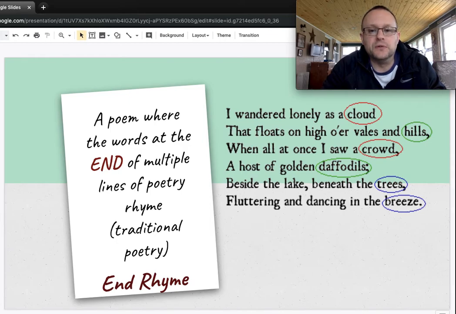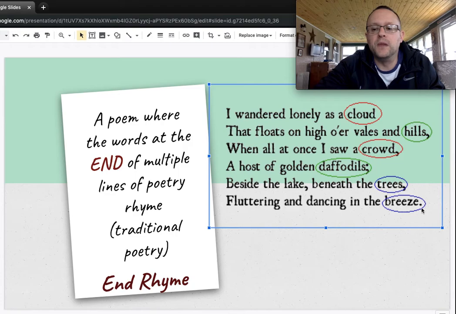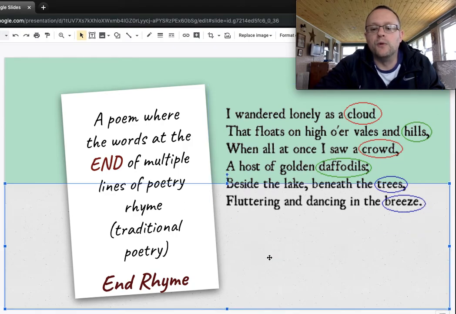What we also tend to do is designate each rhyme a specific letter. So the first word at the end is cloud, and then any other word that rhymes with cloud at the end of a line is also going to receive the letter A. The second rhyming pair is hills and daffodils. So my poem starts off with an A, B rhyme scheme, where the A's rhyme and the B's rhyme, and they're alternating. This changes a little bit because I get a couplet here at the end where trees and breeze rhyme.